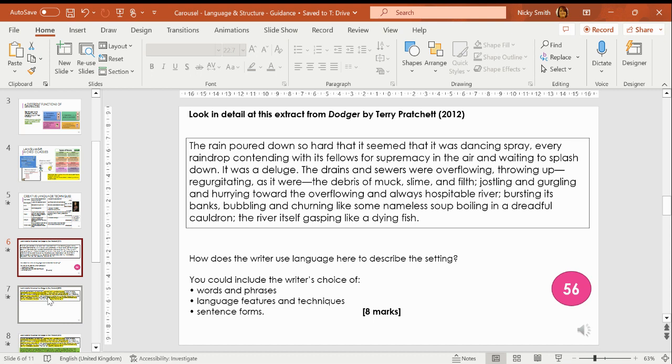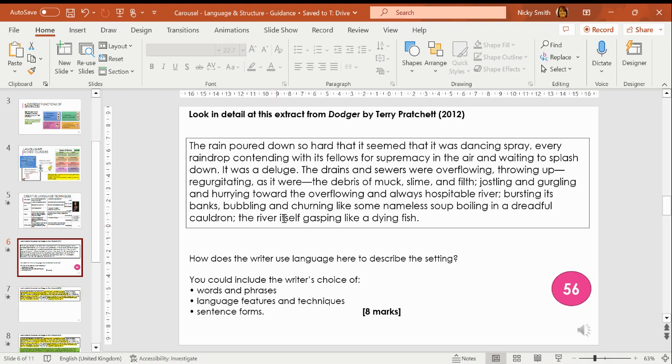So the first thing is read it. Don't even think about trying to find techniques. Just read it. And then anything that jumps out at you, anything that you think is interesting, or you could imagine it, or it made you feel a certain way, those are the quotes you should be highlighting, because that means your analysis will be more effective and more detailed.